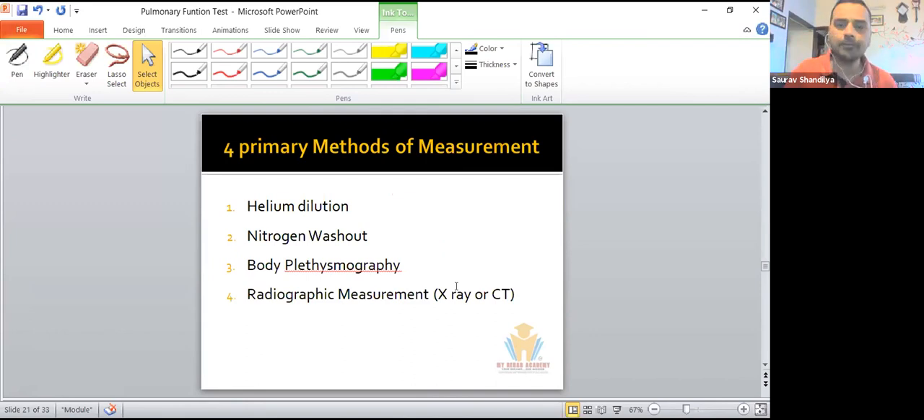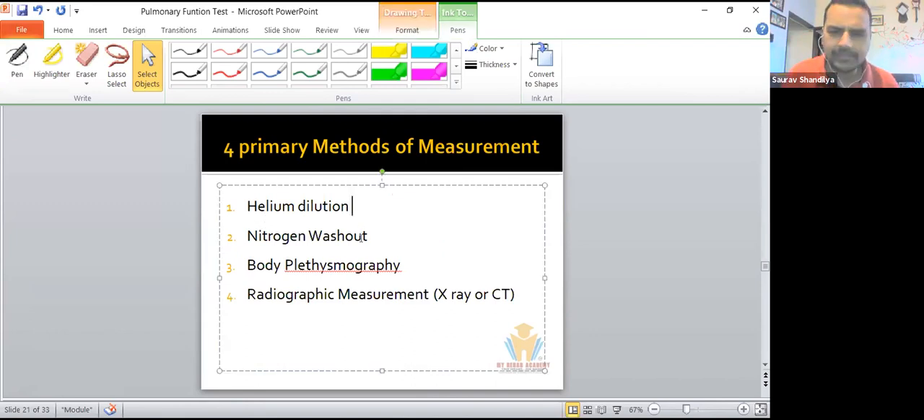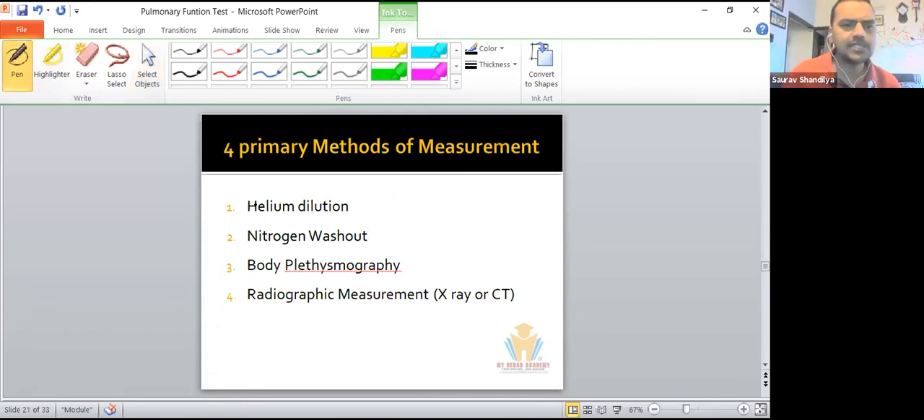So there are four primary methods of measurement. There is helium dilution, there is nitrogen washout. If I take a detailed class, in that we talk about helium dilution, nitrogen washout, and then body plethysmography, radiographic measurement. So these two are a bit more specific. In helium dilution, before the inspiration and after expiration in the air, we check how much helium is there.